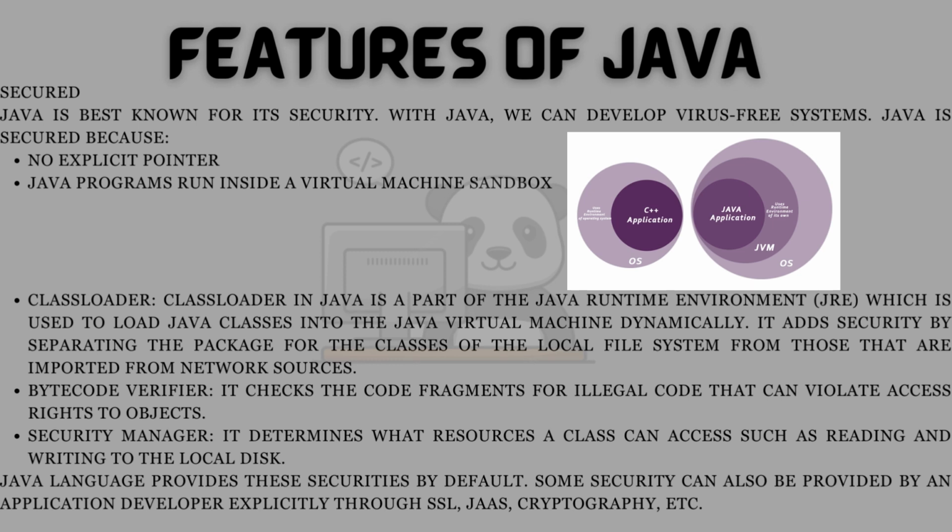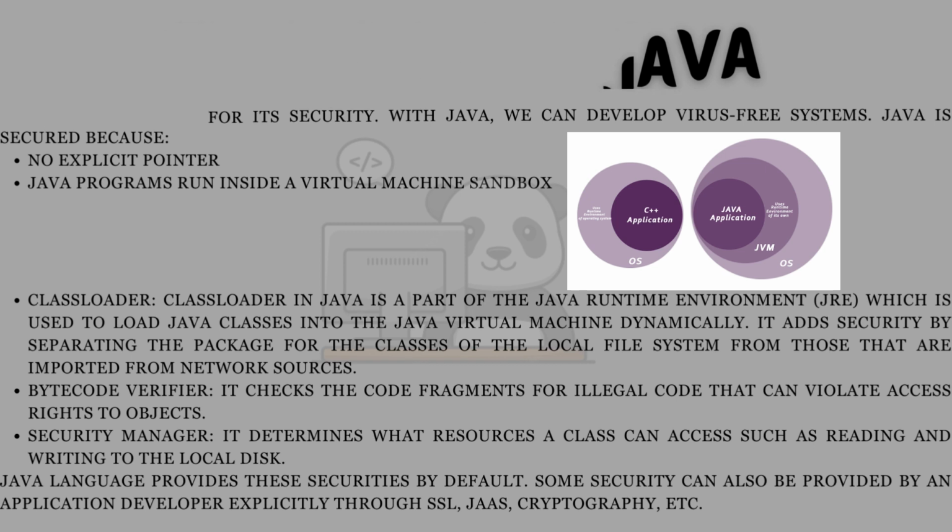Bytecode verifier. It checks the code fragments for illegal code that can violate access rights to objects. Security manager. It determines what resources a class can access, such as reading and writing to the local disk. Java language provides these securities by default. Some security can also be provided by an application developer explicitly through SSL, JAAS, cryptography, etc.